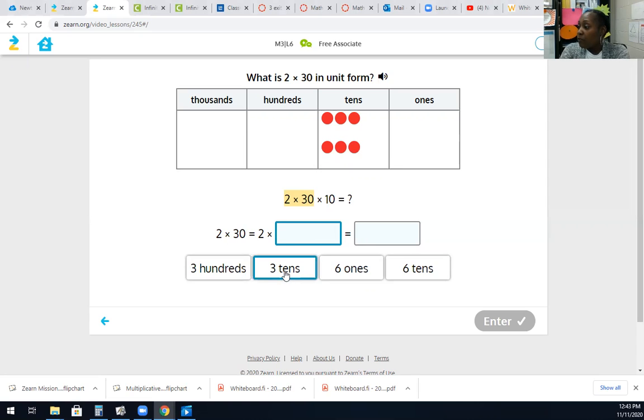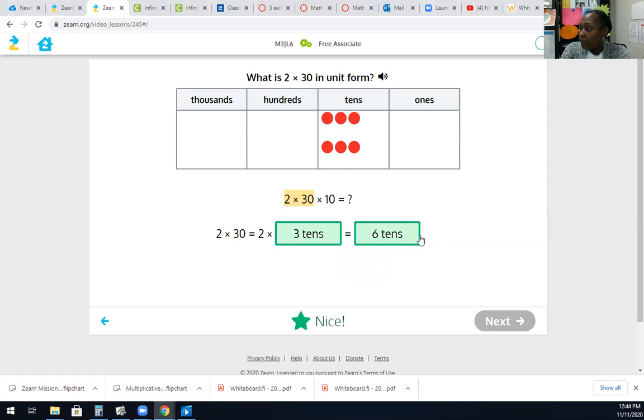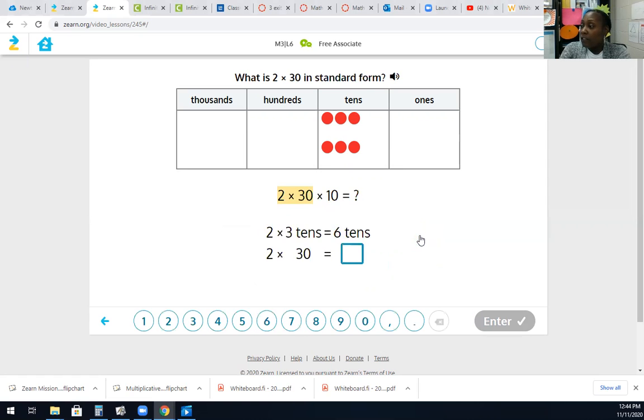And we knew 2 times 30 can also be 2 times what? 2 times 3 tens, which equals what, guys? How many tens is that? 6 tens. So in our standard form, because that was unit form, we know 2 times 30 is 60. But 2 times 30 is also 6 tens. And 2 times 3 tens is 6 tens, and represented in our place value chart, that is what it looks like.